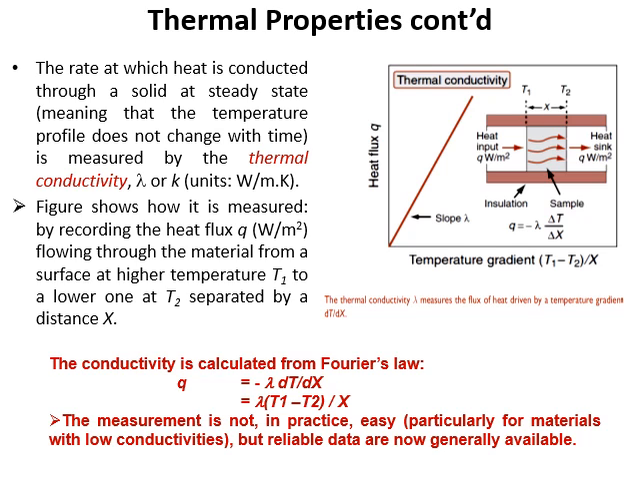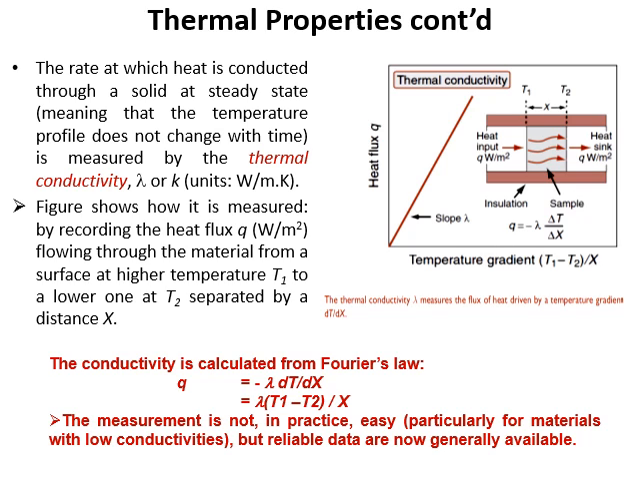Another thermal property that you need to know is the thermal conductivity, where you can decide whether the material is conductive or a non-conductive insulator or dielectric and so on. The rate at which heat is conducted through a solid at steady state, you call it thermal conductivity. It is represented as lambda or K. Lambda is in units of watts per meter Kelvin, W per meter Kelvin.